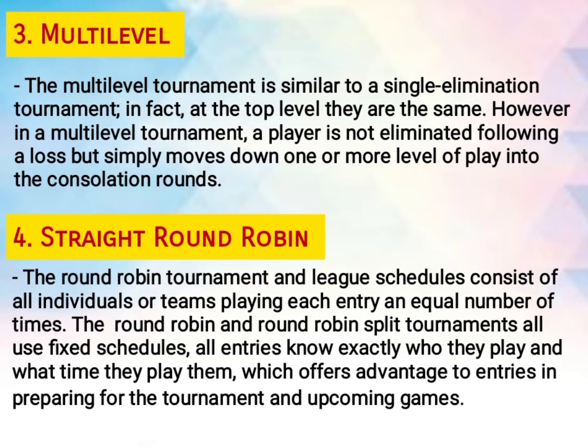The round-robin tournament and league schedules consist of all individuals or teams playing each entry an equal number of times. The round robin and the round robin split tournaments all use fixed schedules. All entries know exactly who they play and what time they play them, which offers advantage to entries in preparing for the tournament and upcoming games.